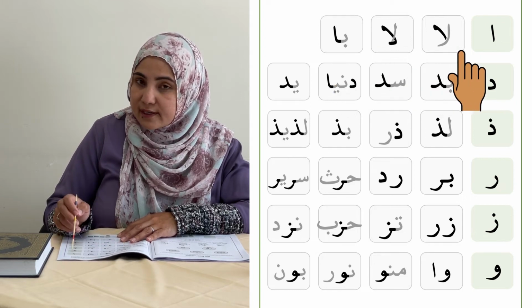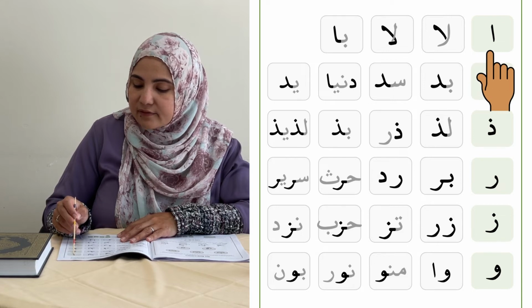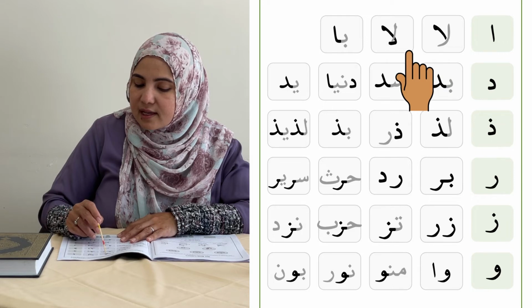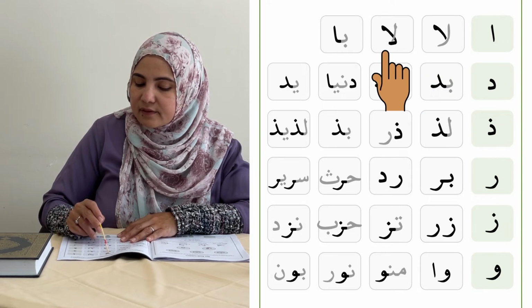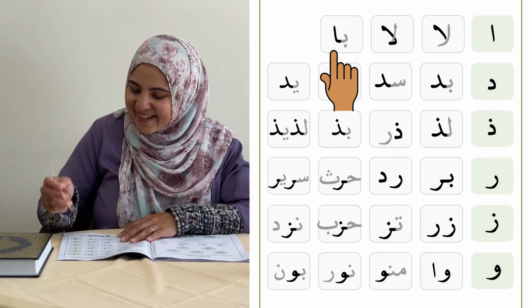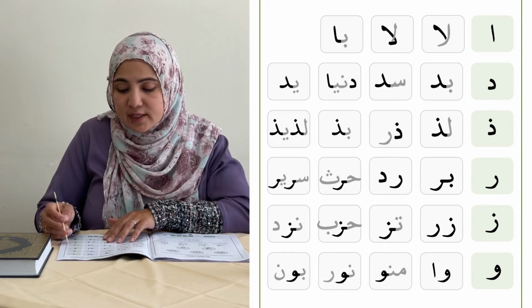So you've got, let's read it together. Alif, lam alif, lam alif, ba alif. Well done. All right. Now let's look at dal.